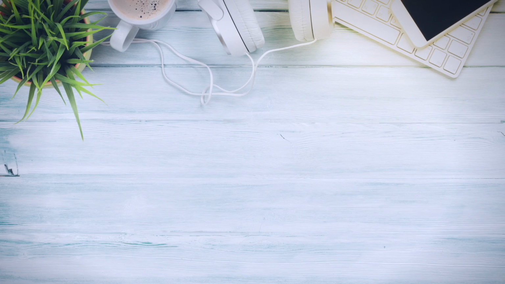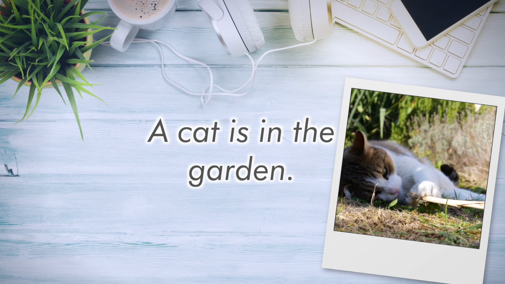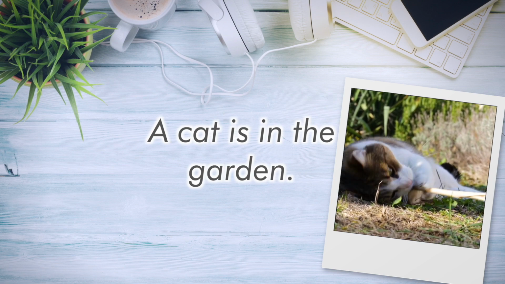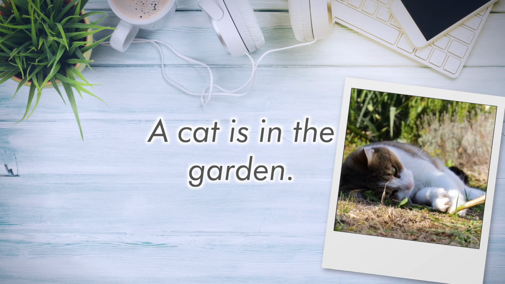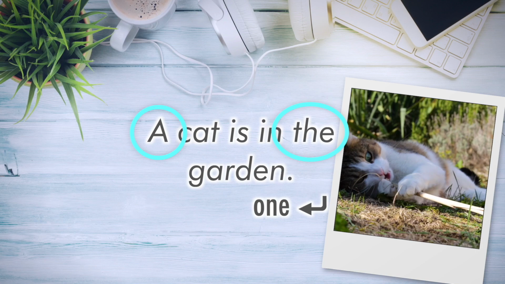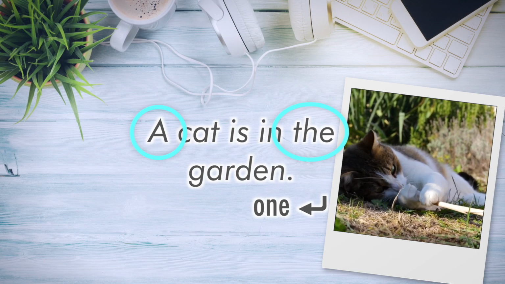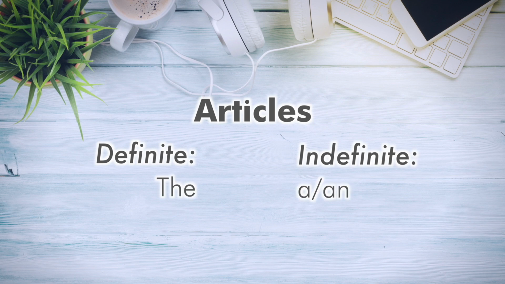Look at this sentence. How many cats are there? How many gardens are there? The answer is 1. The words a and the mean one. These words are called articles, indefinite and definite, and are used when there is one thing.